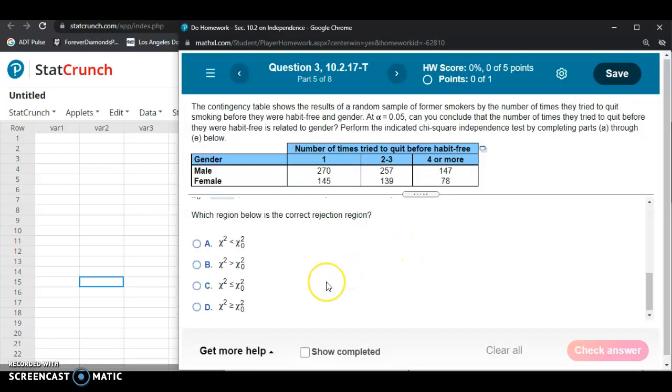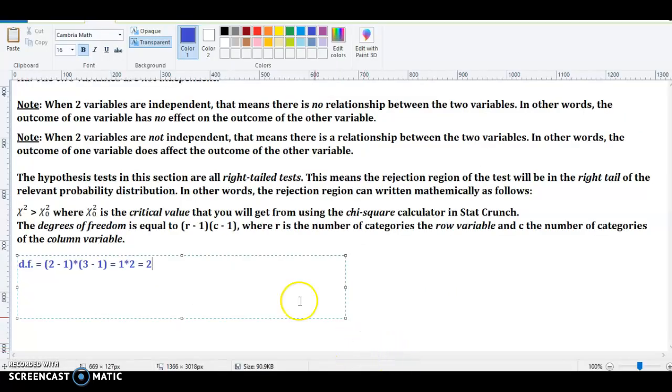Okay, then it's going to ask you to identify the rejection region mathematically. Remember in our notes we said that the rejection region is represented by this: chi-square, which is our test statistic, is greater than the critical value that we just got. If our test statistic is greater than the critical value, we reject the null hypothesis. But if not, we do not reject the null hypothesis.